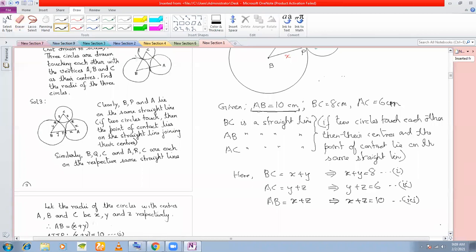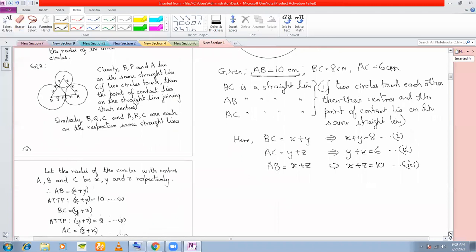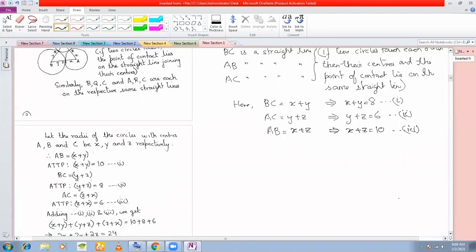Now this is a simultaneous equation in X, Y and Z, 3 variables. You need to know this technique. Whenever you get 3 equations of this form, X plus Y, Y plus Z, X plus Z, you will use this technique to solve. This is not a general technique, but only for this kind of equation where X plus Y is given, Y plus Z is given, and X plus Z is given. What you do is you add the 3 equations.